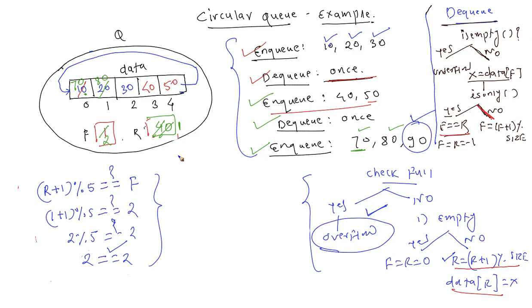Now again, the point to note is circular queue is exactly similar to linear queue, the only difference is this movement of front and rear. This formula, r equal to r plus 1 mod 5 and f equal to f plus 1 mod 5. So these formulae are deciding whether the queue is linear or circular.